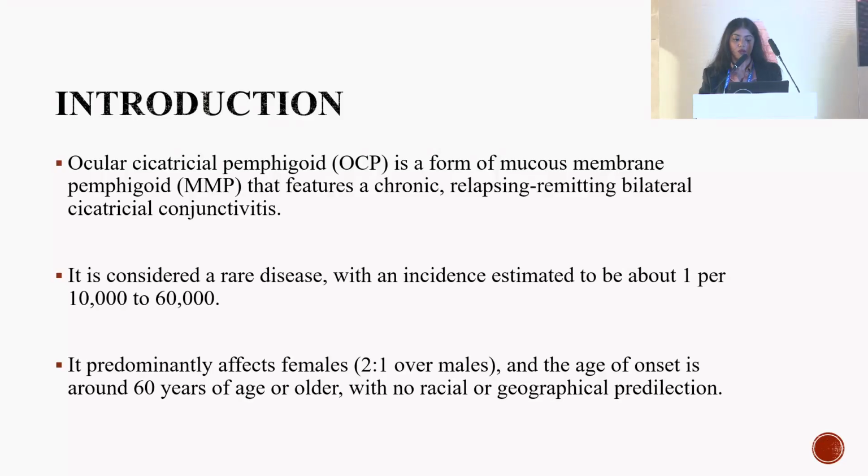Ocular cicatricial pemphigoid is a form of mucous membrane pemphigoid that features a chronic, relapsing-remitting bilateral cicatricial conjunctivitis. It's considered a rare disease with an incidence of about 1 per 10,000 to 60,000. Oral mucosal involvement is also seen in patients with mucous membrane pemphigoid, followed by skin and other lesions in the trachea, esophagus, pharynx, larynx, etc. But ocular cicatricial pemphigoid is predominantly a rare disease. It commonly affects females in a 2:1 ratio over males, and the age of onset is about 60 years and older, with no racial or geographical predilection.